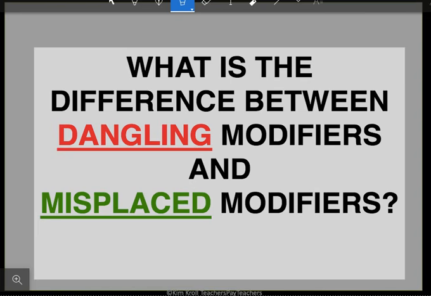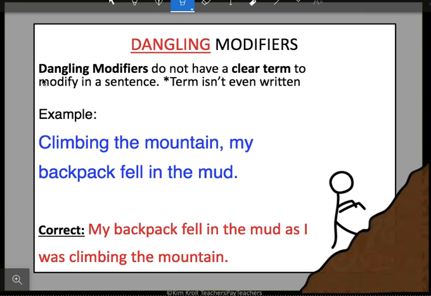So what's the difference between a dangling modifier and a misplaced modifier? Both of these are errors. It's mistakes that we make when we put description in a sentence. Dangling modifiers do not have a clear term to modify in a sentence, so the term isn't even written. So that means whatever it is that the phrase is describing is not clear. The term is not in the sentence.